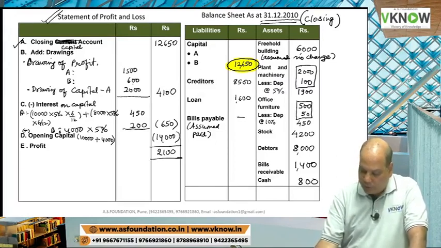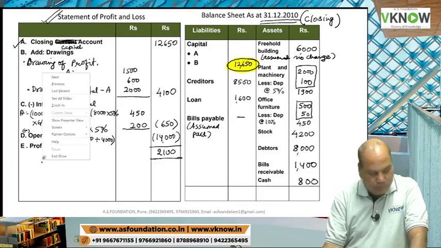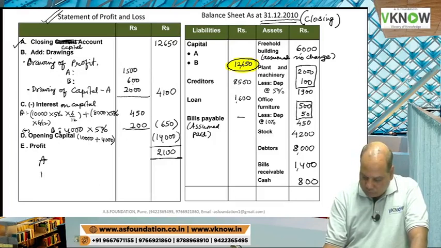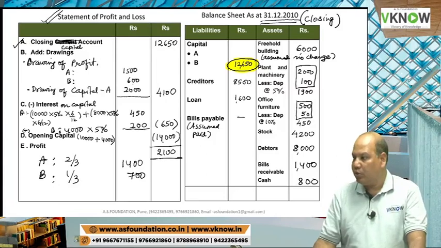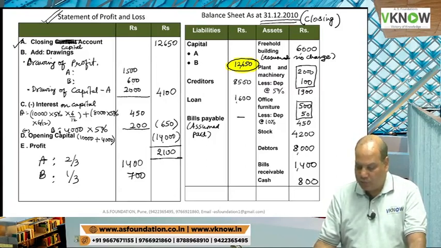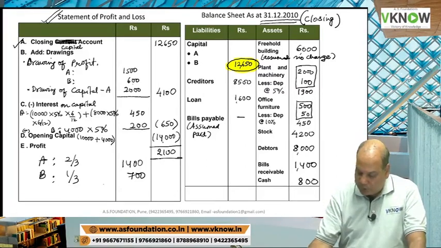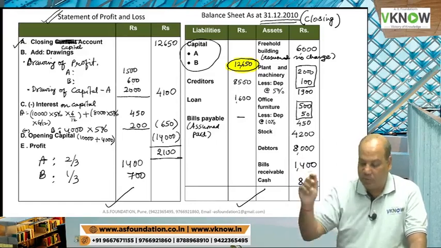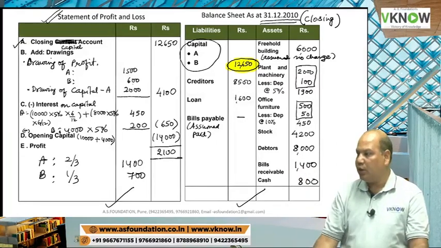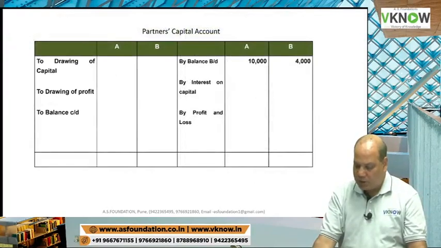2100 is right. Everybody, wonderful. And then who are the partners? A and B. The profit sharing ratio is 2 by 3, 1 by 3. So A will get 1400 and B will get 700. Is it right? So this completes these two formats. However, I also need to write down individual capital of A and B. So please come to partners capital account.